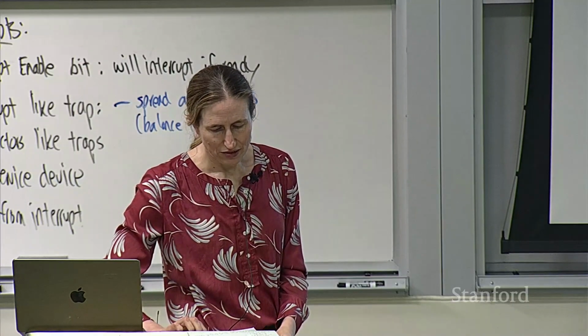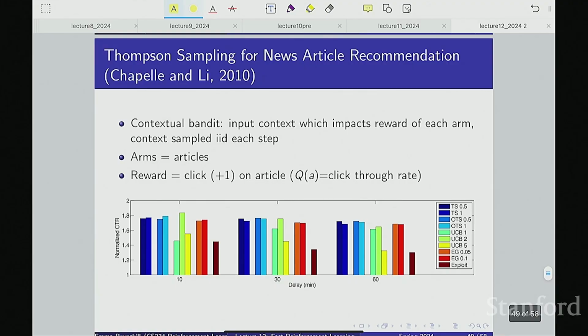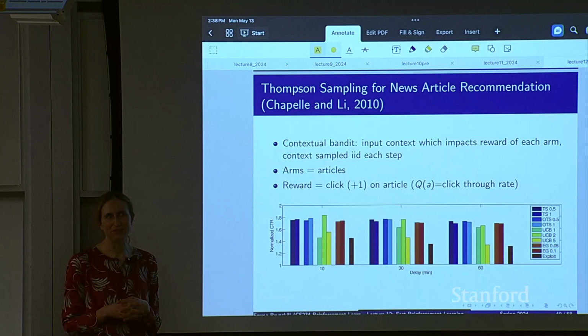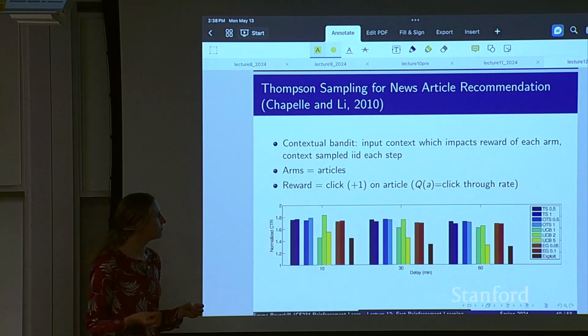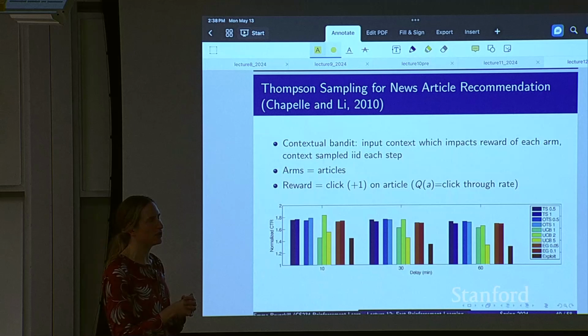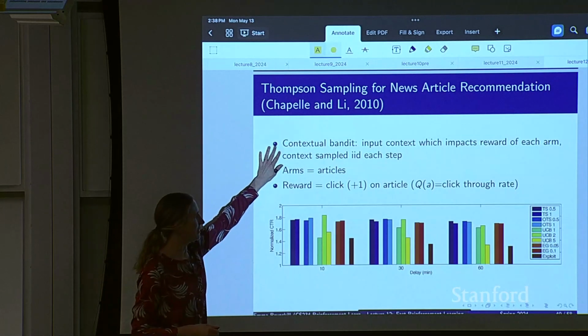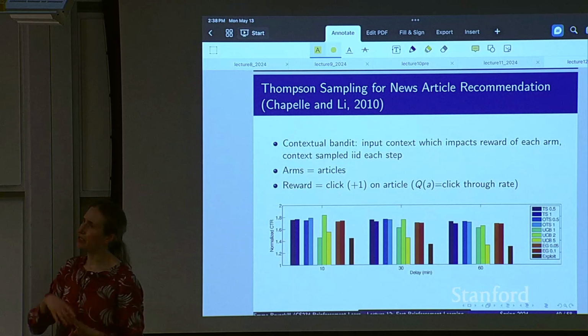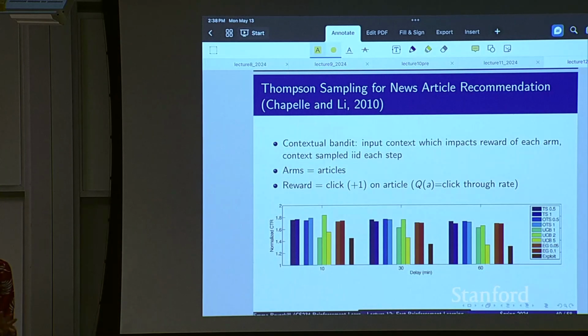Okay, so let's look at that for a particular domain and why Thompson sampling might be particularly helpful for a lot of real world cases. This is a really nice paper by Olivier Chapelle and Lihong Li, which initiated a huge amount of interest in Thompson sampling a little over a decade ago. I think they were both at Yahoo at the time, if I remember right. They were thinking about a contextual bandit case, making news article recommendations, et cetera.